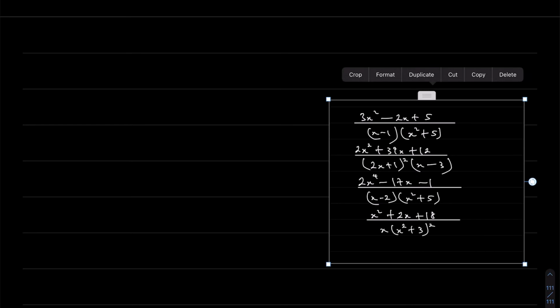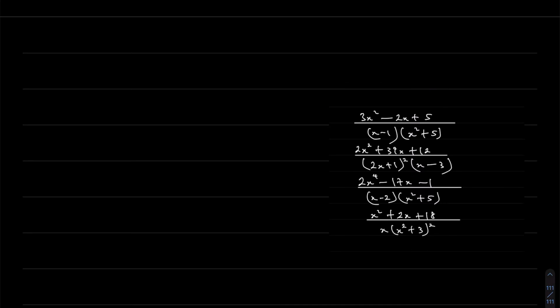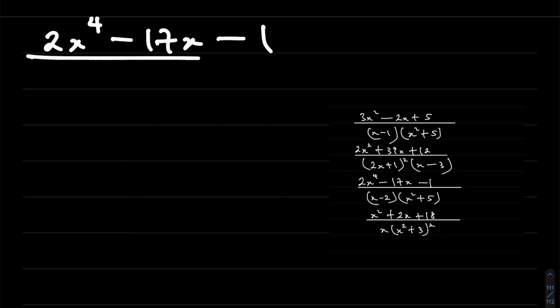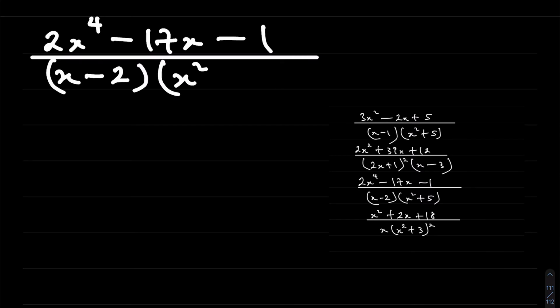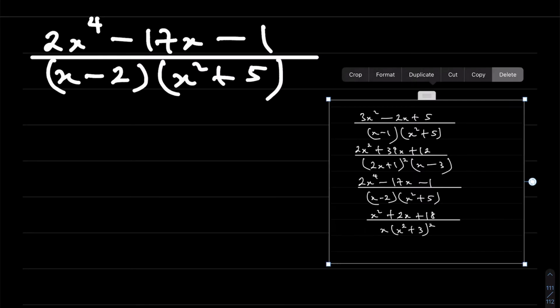Now let's go straight to the next. What's the next? Let's check that. The next one is 2x raised to the power 4 minus 17x minus 1 over x minus 2. Let me write that. 2x raised to the power 4 minus 17x minus 1 all over x minus 2 times x squared plus 5. And that will be equal to.